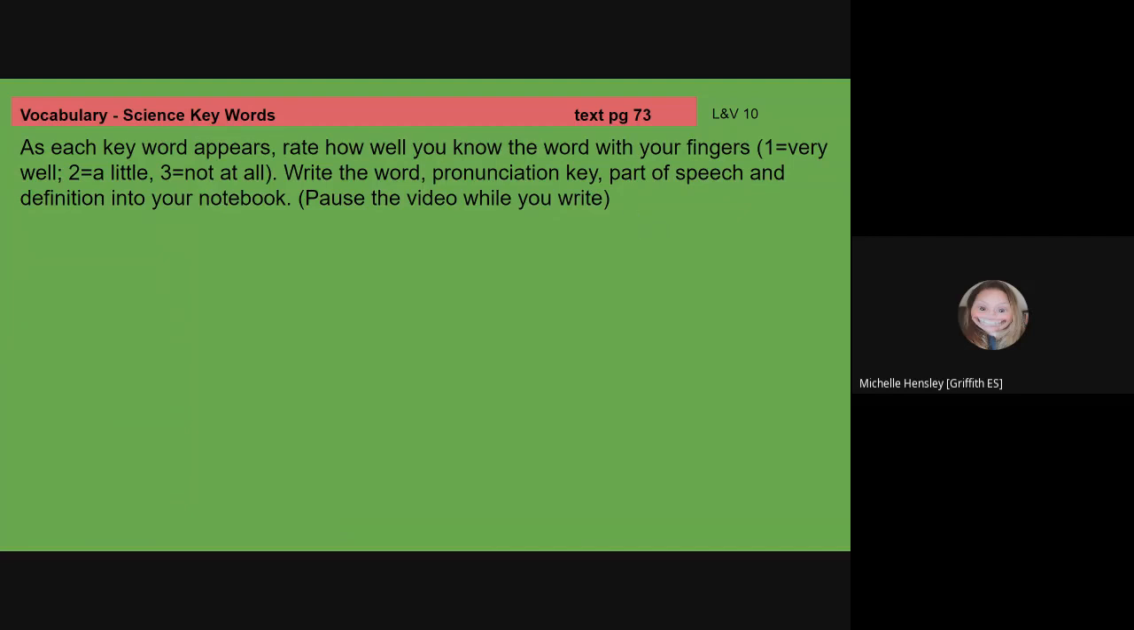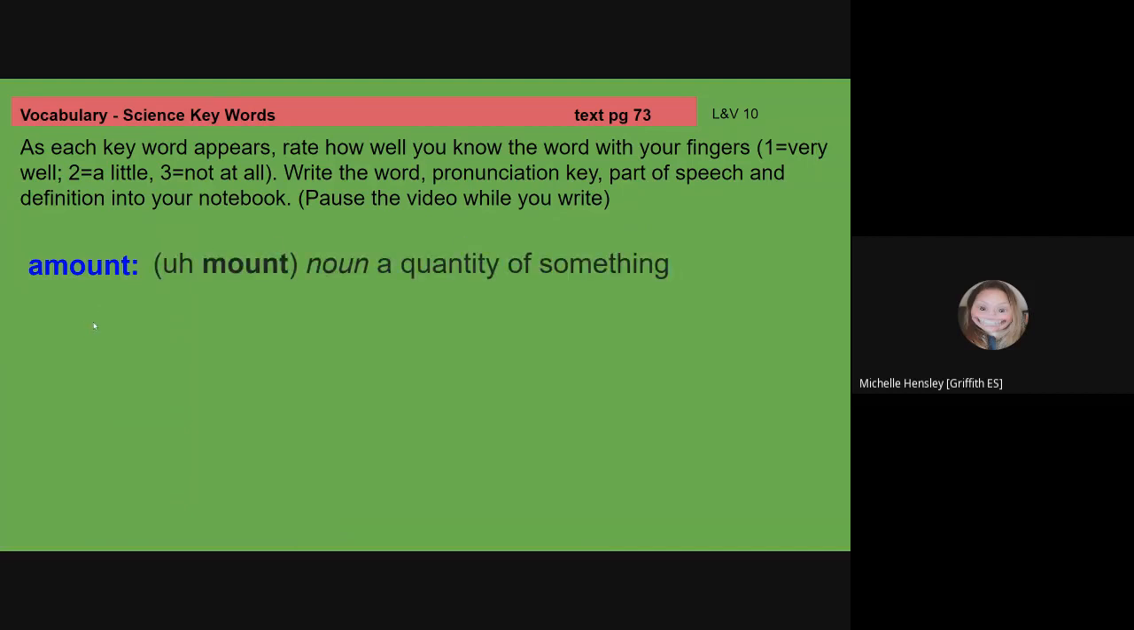Let's go with the first word. Remember, you're going to rate it. How do you feel about amount? Do you know it well? Is that a 1? Could you tell me what the definition is? Have you heard it before? Maybe you know it a little bit. You've heard the word amount before, or you've read amount in a book or a magazine or on a website. Maybe 3, you've never heard the word at all. 1, 2, or 3, give yourself a rating.